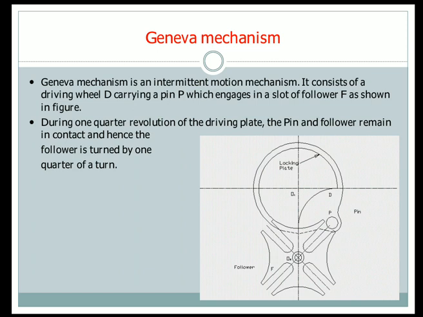And again the pin will disengage from the follower and move further, and during that time the follower remains in rest position. And again when the pin completes one complete rotation, it will again engage with the follower. During the time of engagement, the follower will again rotate one quarter of the rotation. Like this we can convert the continuous motion of the driving wheel to intermittent motion of the follower.